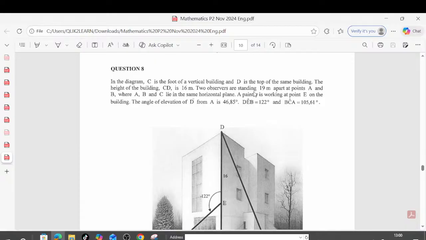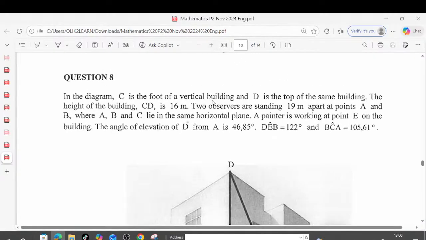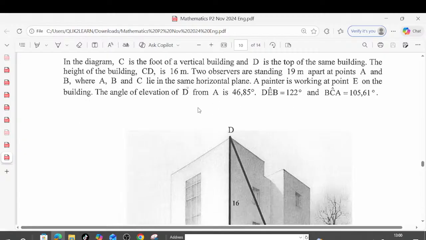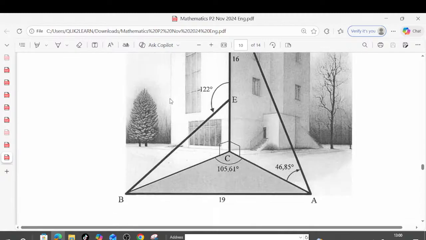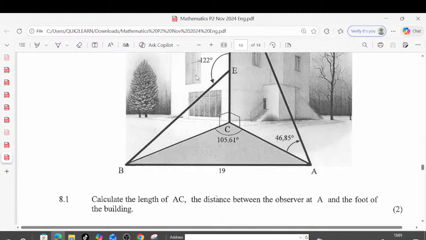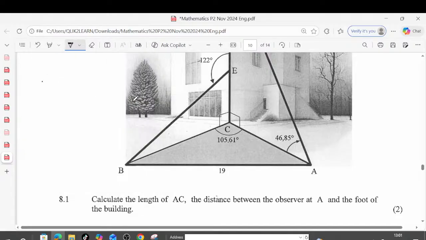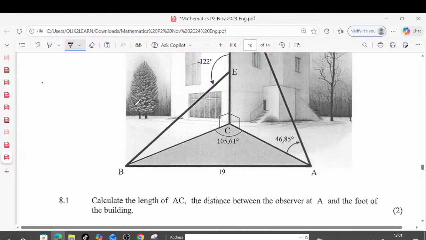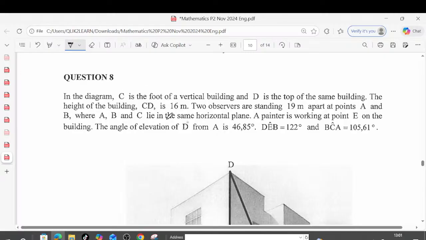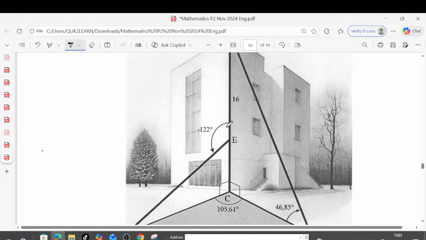They say C. In the diagram, C is the foot of the vertical building and D is the top. Okay, I'm not interested in the statement. I know that they're just saying this, but if we see that something is not working, I'll go back to the statement. But I'm not encouraging you guys not to read the statement. Please make sure that you read the statement. But on my side, to save time, I'm not going to go through it, because most of the time, whatever they put on the statement, they're just telling us what we see on the diagram.